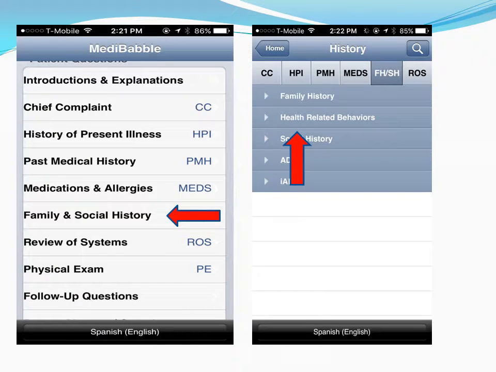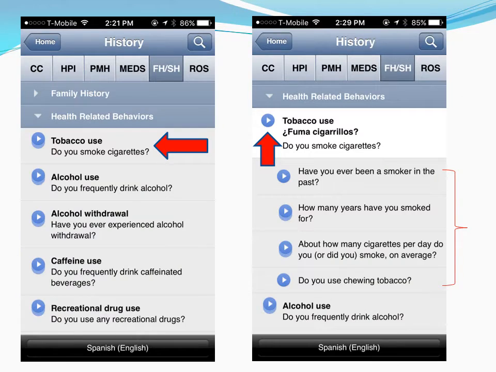For instance, let's say a nurse wants to know if the patient smokes cigarettes. The nurse opens the application, selects the family and social history category, then clicks the health-related behavior band, and is faced with 6 questions pertaining to tobacco use, alcohol withdrawal, caffeine use, recreational drug use, and sexual history. There's the band titled Tobacco Use. When the blue play button is selected, it plays the question, do you smoke cigarettes?